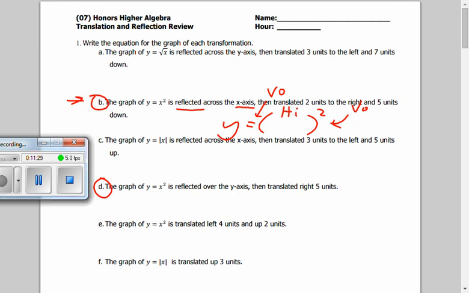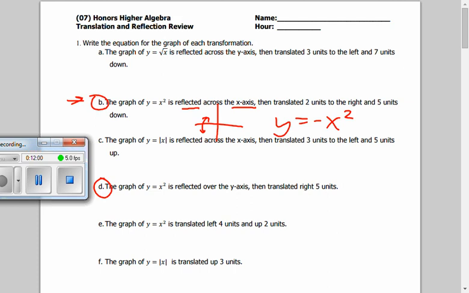So in this case, is it an HI or a VO? It's a vertical on the outside, you're saying. It says reflected across the x-axis. I'm going to picture what that looks like. This is the x-axis. It's going up and down. That is a vertical thing, isn't it? So it's a VO. So it's y equals x squared, but I have to do something on the outside. What do I do on the outside? A negative. Good.